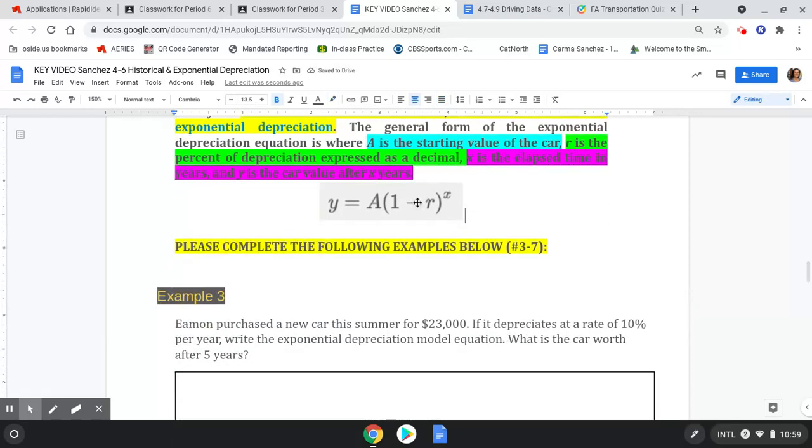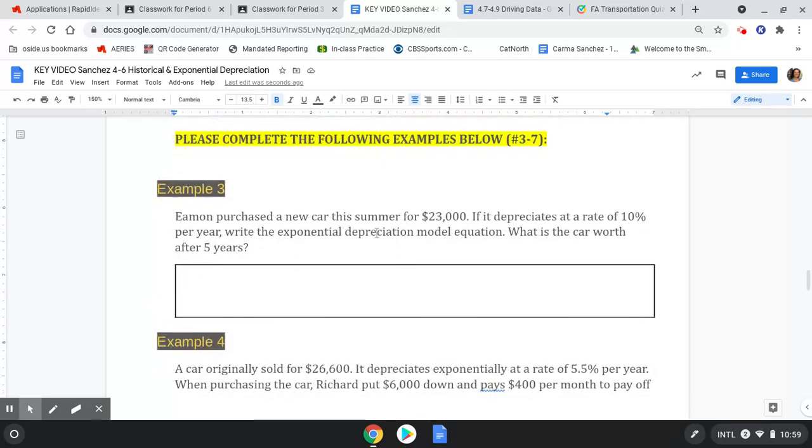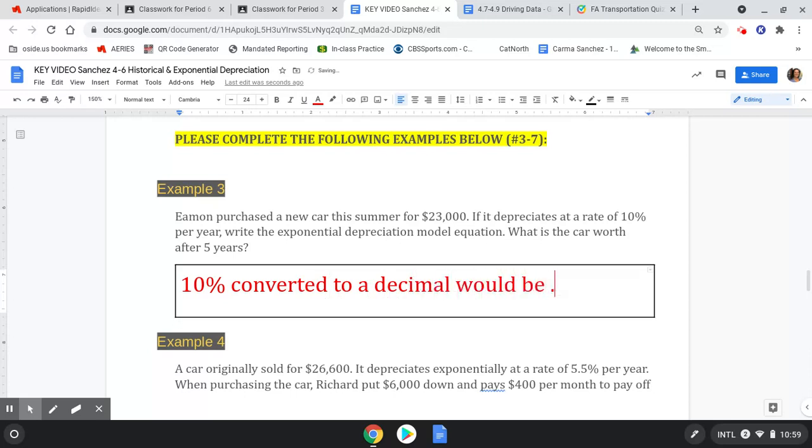All right, so in this equation, A stands for the starting value of the car, R is for the percent depreciation, and X is the elapsed amount of time. So here we have this new car for $23,000. It depreciates at a rate of 10% per year. Write the exponential function. So first of all, let's think about this 10% per year, converted to a decimal, would be 0.1.